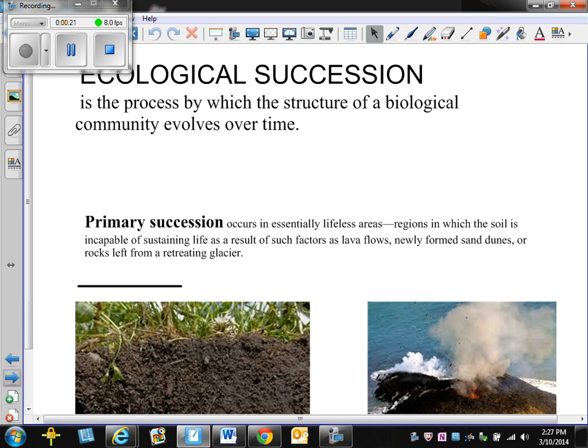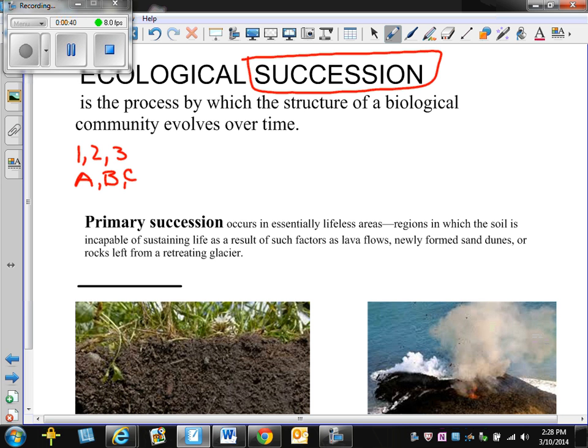We need to define a couple of words. One is succession. What is succession? Well, succession simply means things in order, one following the other. So I could write 1, 2, 3. Those would be numbers in a succession. Or I could write A, B, C. And of course, those would be letters in a succession.